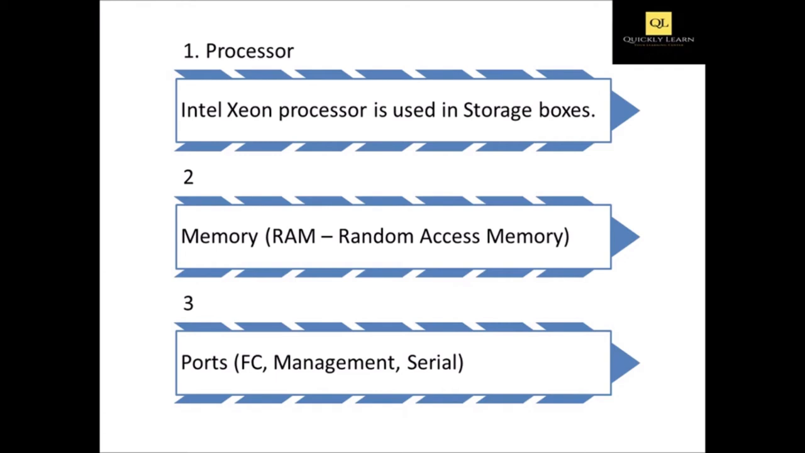So what is the use of the fiber channel port? The fiber channel port is required to connect our storage box to the SAN switch environment or to the HBA, and from there data transfer actually happens. The management port is an Ethernet port where we get a static IP address from the vendor, and we can customize it as per our requirement, and by using that IP address we can access our storage box.